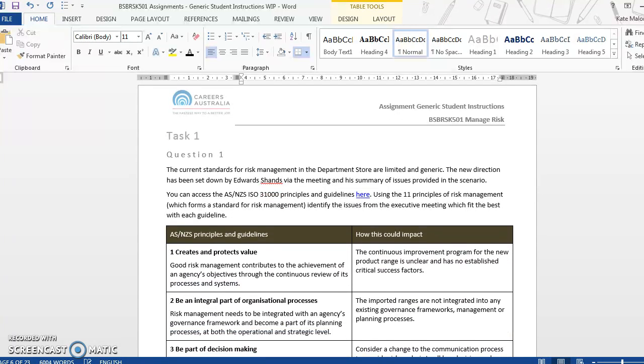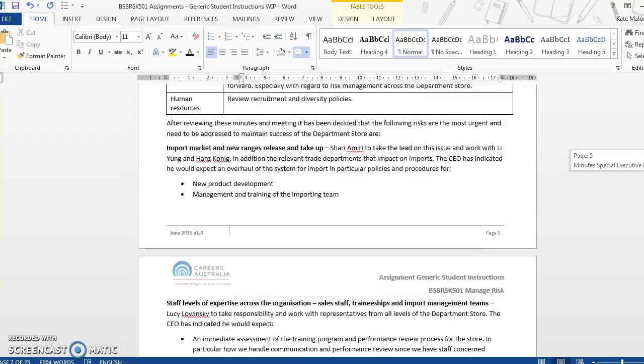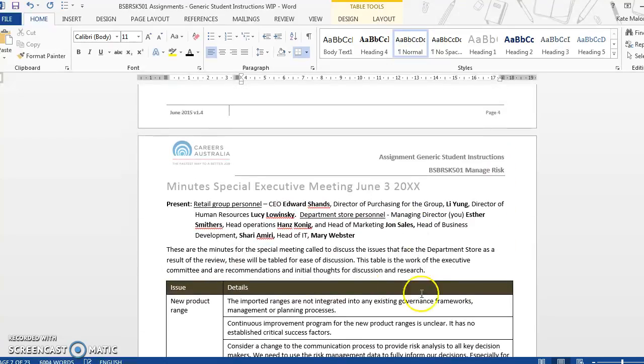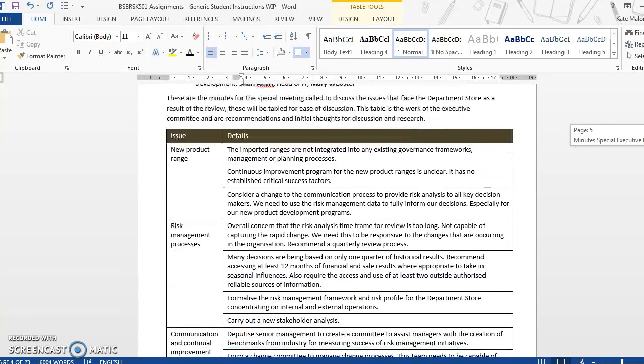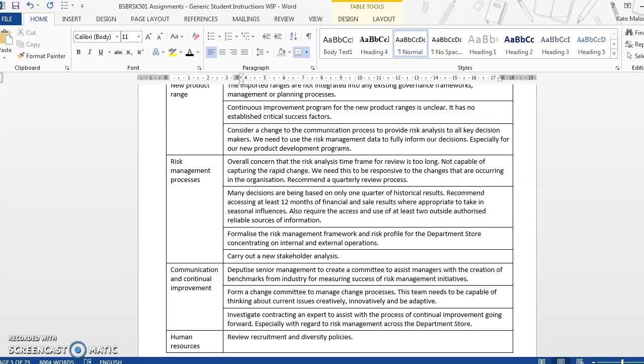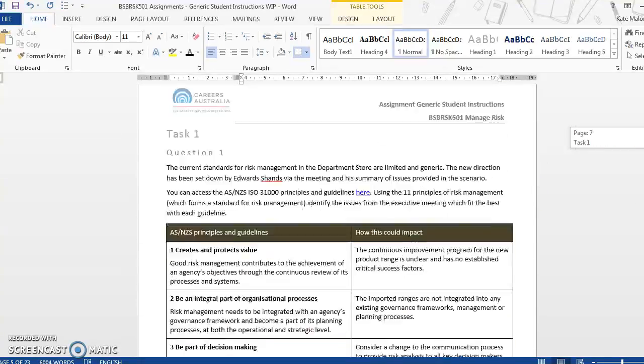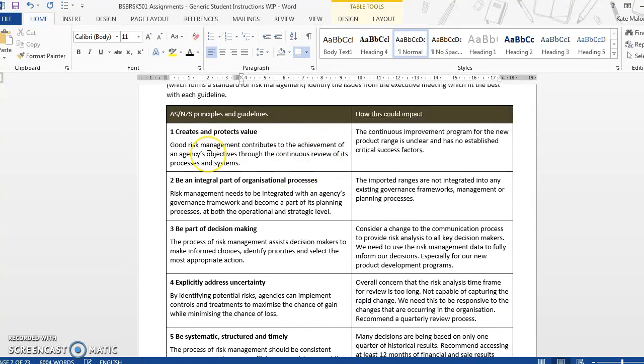Going down, in task 1, you're aligning the ASNZS principles and guidelines with what they could impact in the CA City department stores business. So you get these impacts from the minutes. So the minutes are the ones that are in this table here. So the senior management had a meeting and they outlined what issues there are at the CA City department store, and then you're aligning these with the different principles.